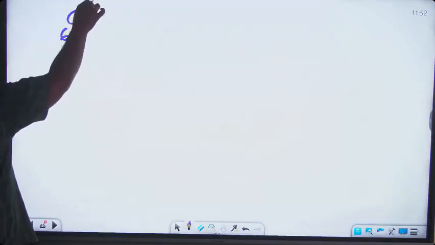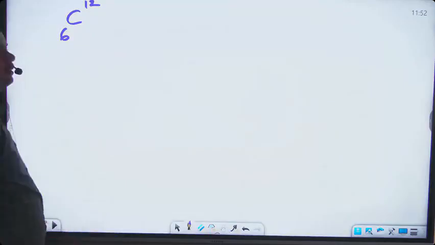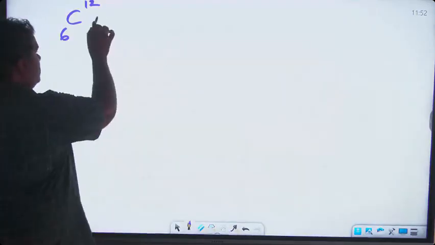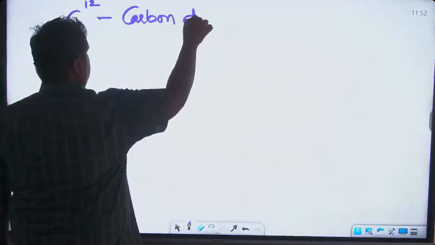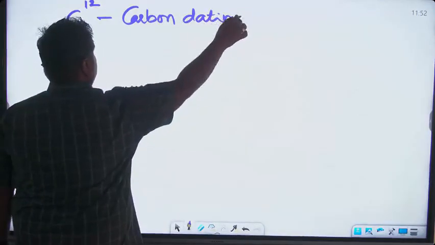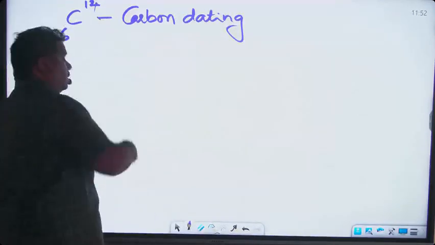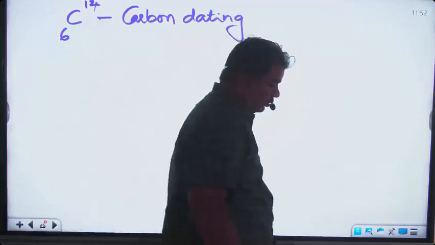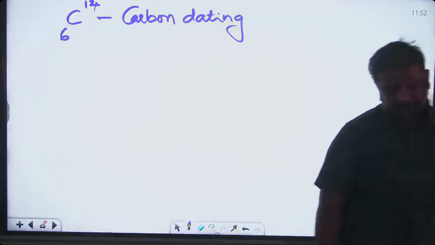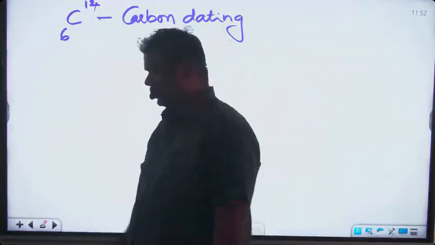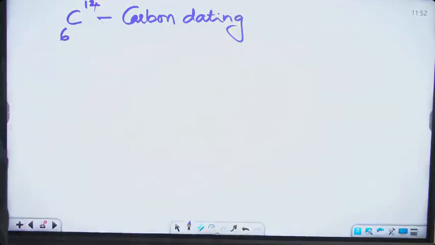Carbon C612, sorry, C614. Carbon C614 is used in carbon dating. When we ask which carbon isotope is used in carbon dating, we say C614. C614 is used in carbon dating.